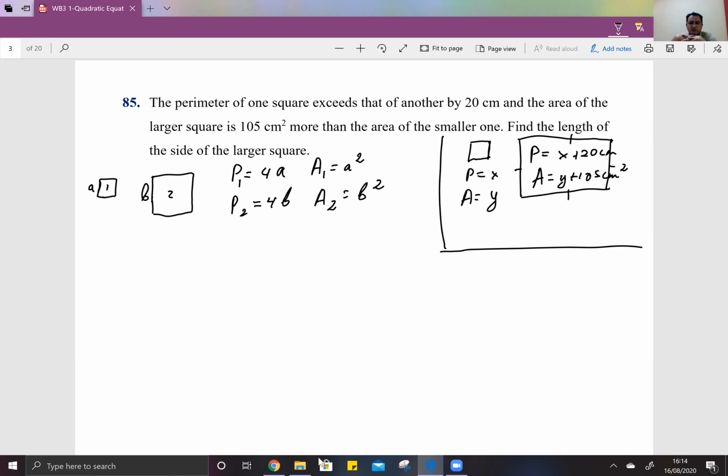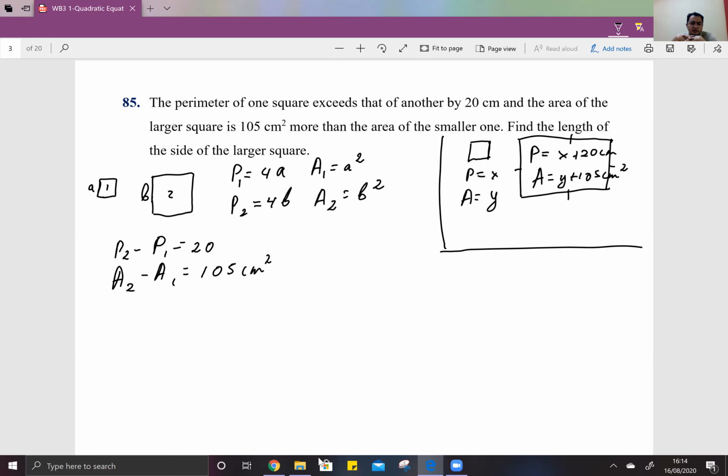Because what is the question? We need to find the length of the side of the largest square, so we need to find B. Now we can write the given information. It says that the perimeter of one square exceeds. What does it mean? It means that P2 minus P1 equals 20, right? And also for the area, A2 minus A1 equals 105.